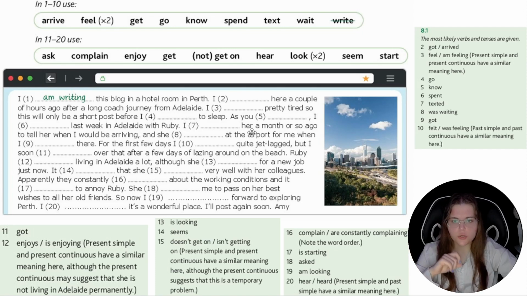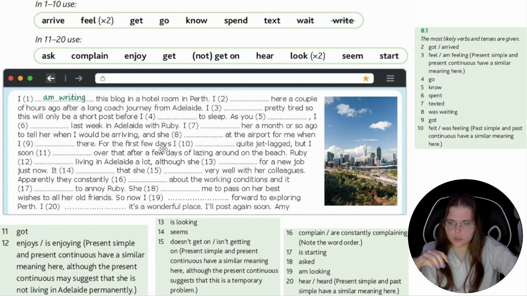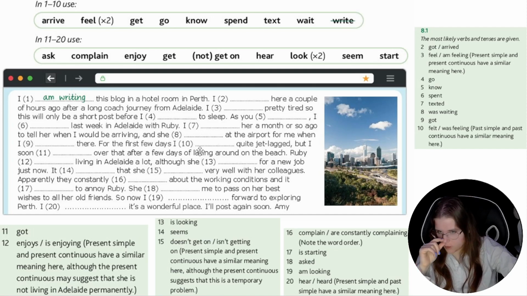I texted her a month or so ago, past simple, to tell her when I would be arriving, and she was waiting at the airport for me when I got there. She was waiting for me at this particular moment in the past when I got there. Past simple, short action. For the first few days, I felt or was feeling with the same meaning here.